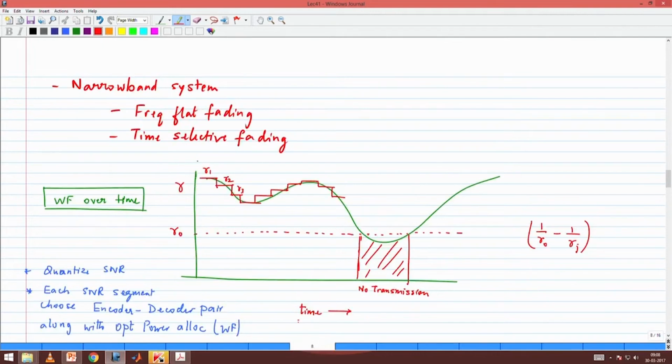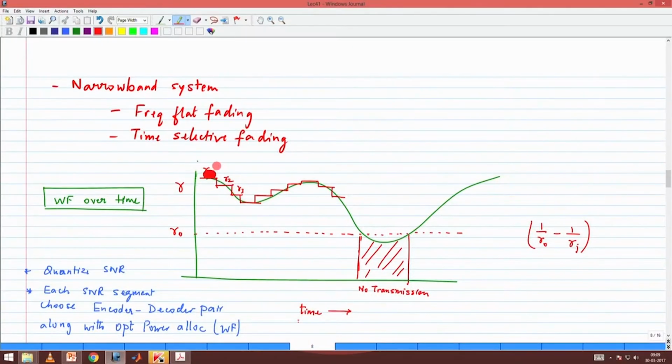So the conclusion is that if I have a narrowband system, this narrowband system will experience flat fading. At any given point in time, the SNR will go up or down. My goal is to adjust the power allocation so that I get maximum capacity. So how do I do that? Basically, look at the SNR and quantize it.